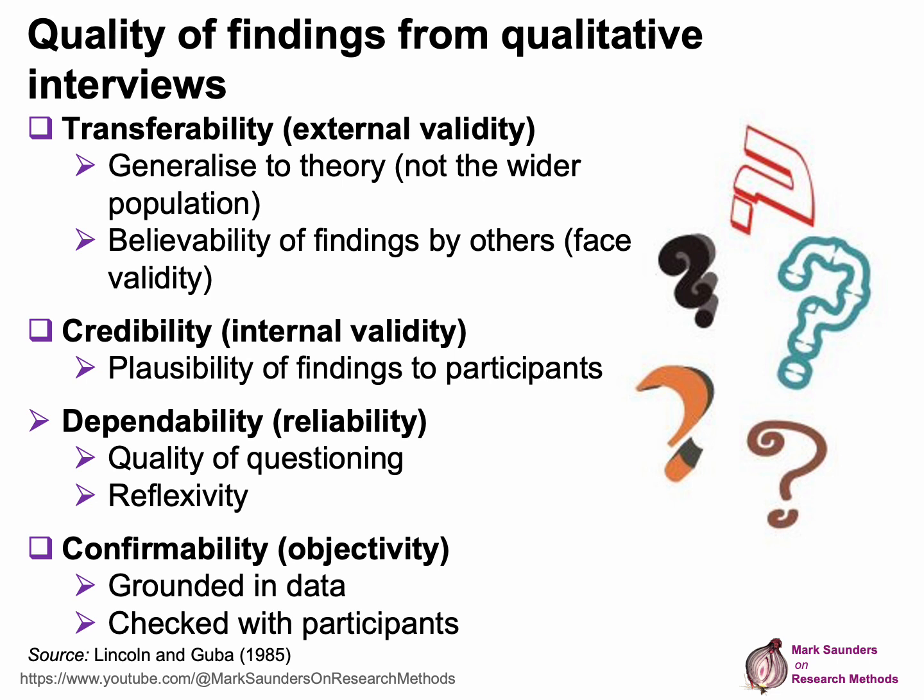Let's now look at the quality of the findings from the qualitative interviews. And rather than using validity and reliability, which are much more positivistic and quantitative criteria for evaluating findings, we're going to look at alternatives. The first of these, developed by Lincoln and Guba, is transferability. One could argue this is similar to external validity, but what we're looking at here is, can we generalise to theory from our findings? How believable are our findings by others, excluding the participants?